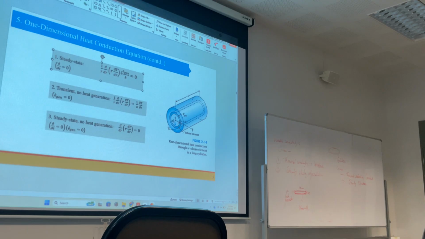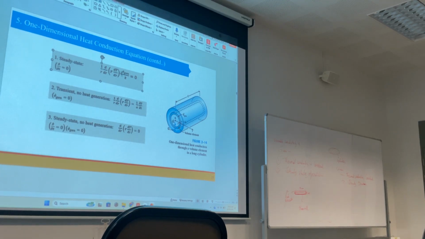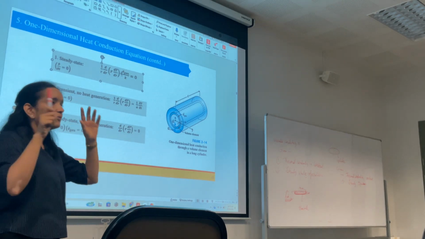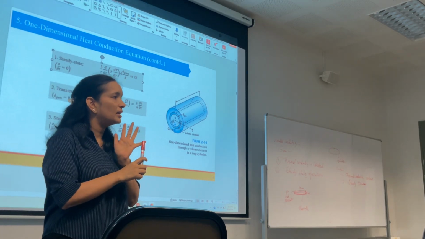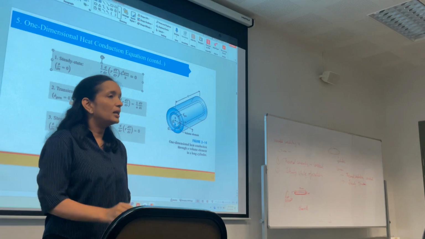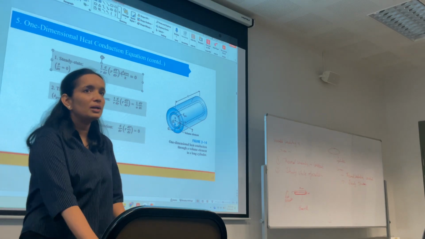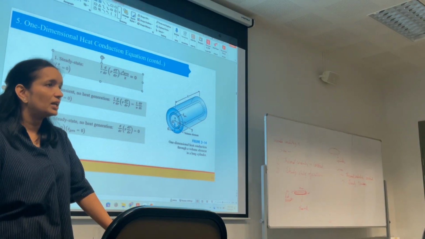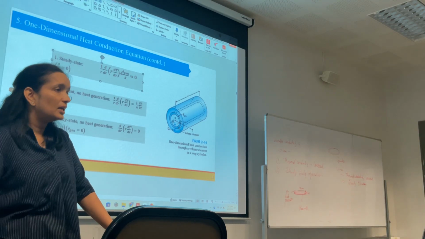Understand? First you need to read the numerical very carefully. Then you need to understand which coordinate. Is it a plane wall? Is it a cylinder? Is it a sphere? Okay? Then write down what is given. Thermal conductivity is given, or it's changing with temperature, or it's constant. Is there a heat generation?